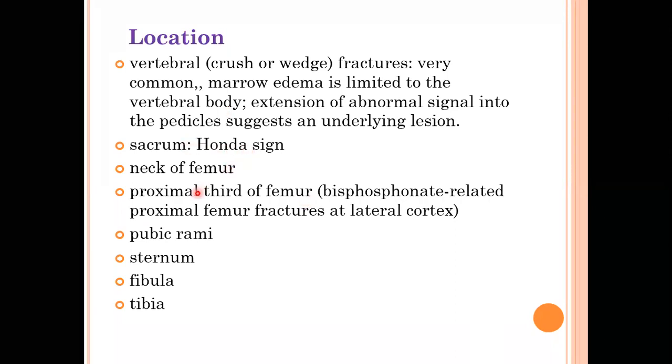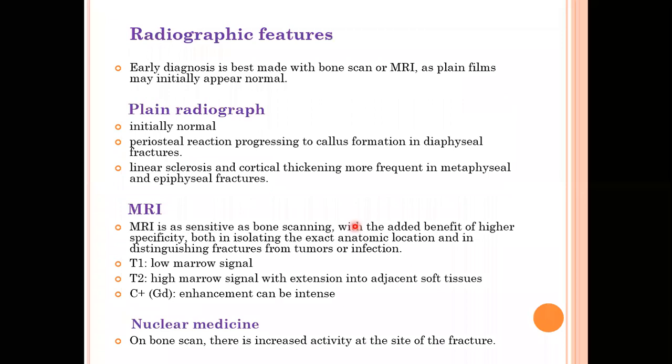Neck of the femur, proximal third of the femur, which is the bisphosphonate-related proximal femur fracture at the lateral cortex. We will differentiate it later from the looser zone, which occurs at the medial cortex. So insufficiency fracture occurs at the lateral cortex. Other sites include pubic rami, sternum, fibula, and tibia.